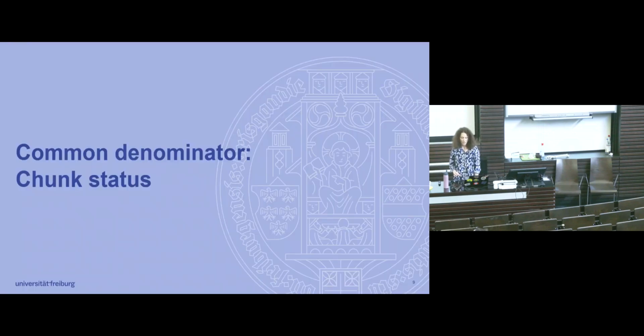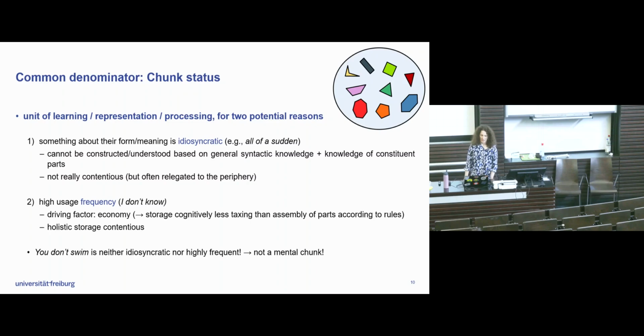Okay, now what's a possible common denominator that we can capitalize on for psycholinguistic experiments? As I said, my suggestion is that it is chunk status. And what does chunk status mean? There are a lot of definitions of chunk status around, and that's probably the case because so many different fields of research are interested in chunks, right? In research on vision, in research on motor control, in research on language, etc. So now we will just assume that a chunk is a unit of learning, a unit of representation, and a unit of processing. This could be disentangled further. Maybe we can do that in the discussion.